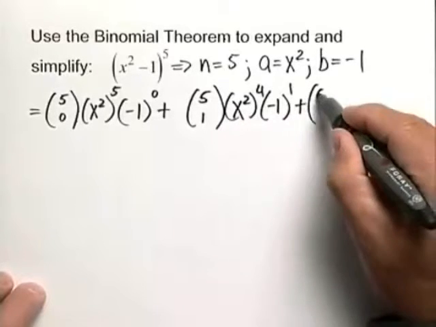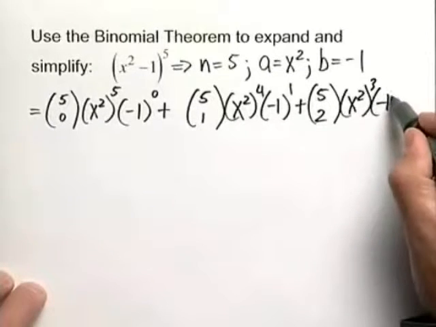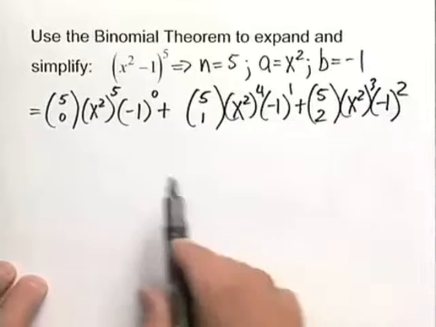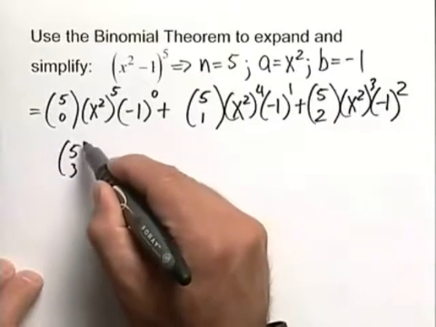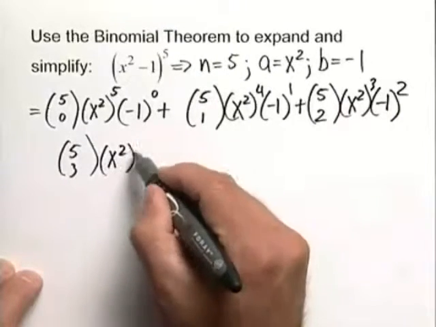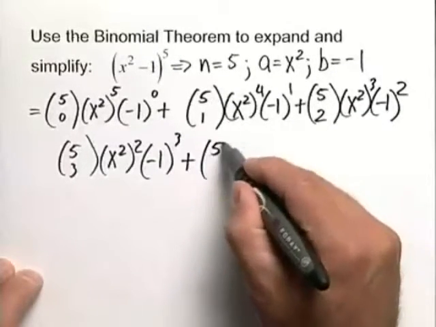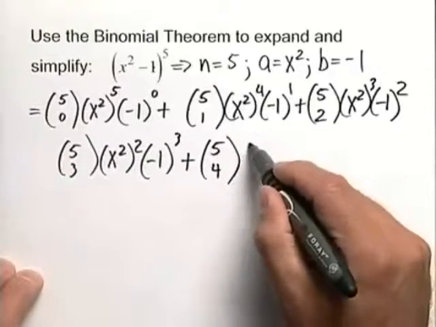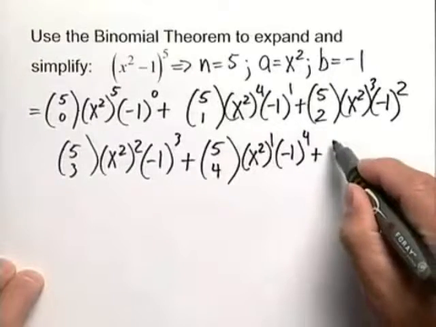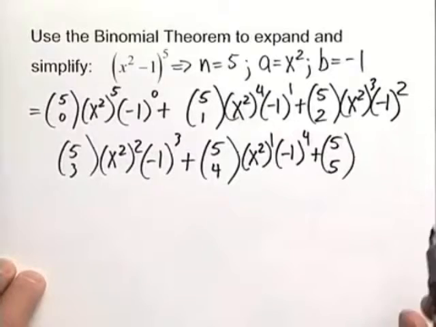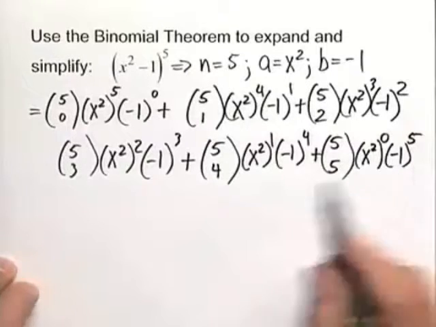Then we're going to have plus 5 over 2, and then x squared to the third, and negative 1 to the second power. Now I'm going to sneak the next three terms underneath here. Moving right along, we have 5 over 3, and then we'll take a, which is x squared squared, times b, which is negative 1 cubed, plus the next binomial coefficient, 5 over 4, times, in this case, x squared to the first, and negative 1 to the fourth, plus then 5 over 5, our binomial coefficient, and then x squared to the 0th power, and negative 1 to the fifth.